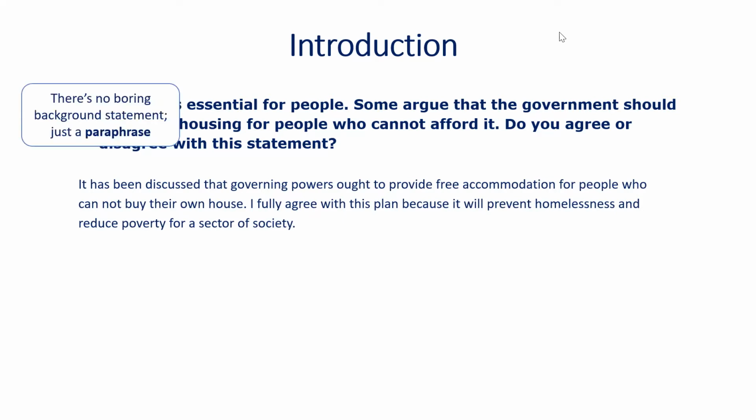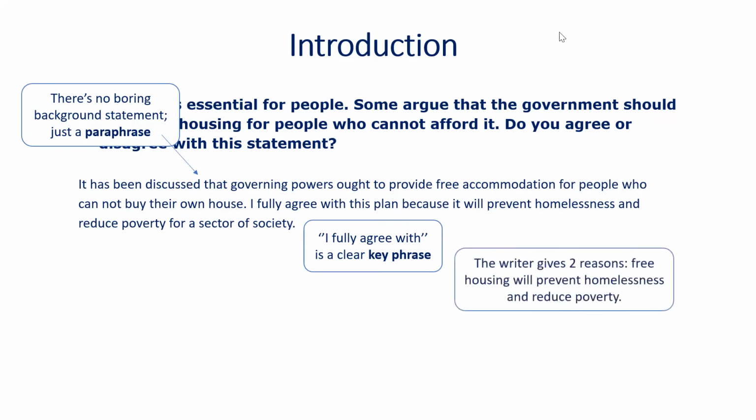What the writer has done is she's absolutely reformulated the main statement in the essay. So it's really a very clear reformulation. She's then used, I fully agree with. That's a clear key phrase. We know that she absolutely agrees with this idea. And she gives two very clear reasons. Also, she refers to the prevention of homelessness and reducing poverty for this sector of society. Those are the people who cannot buy their own house.